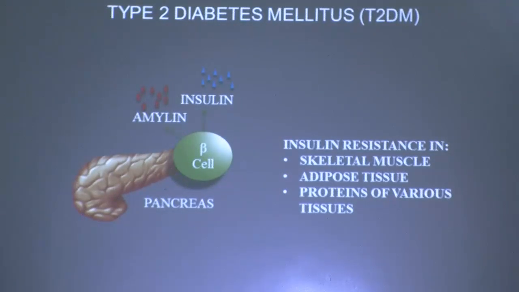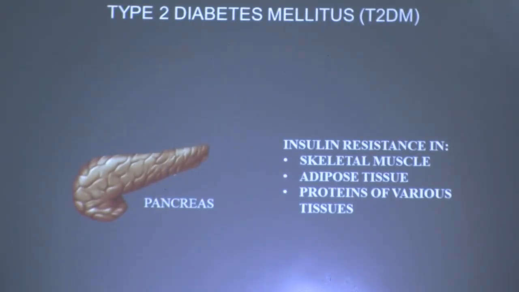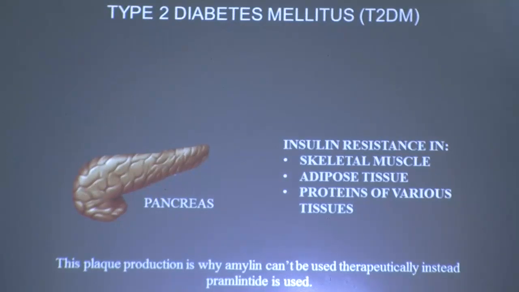But when this occurs, high concentrations of amylin have a propensity to aggregate. This causes plaques. These plaques destroy beta cells. This plaque production is also why amylin cannot be used therapeutically, and instead pramlintide is used.